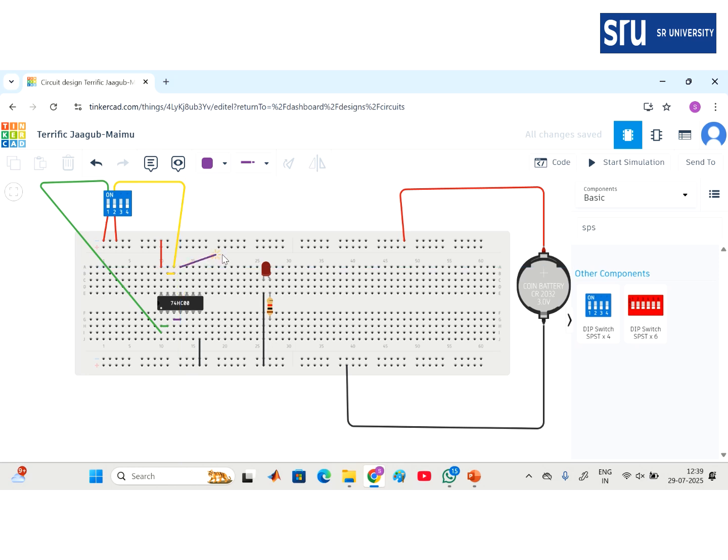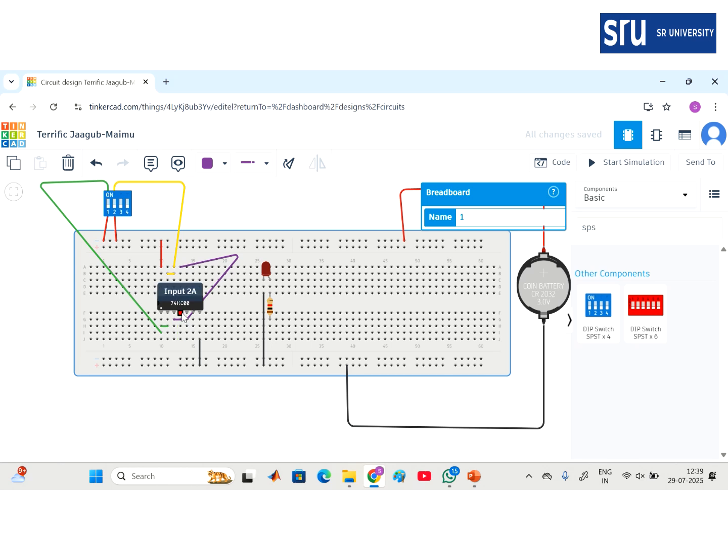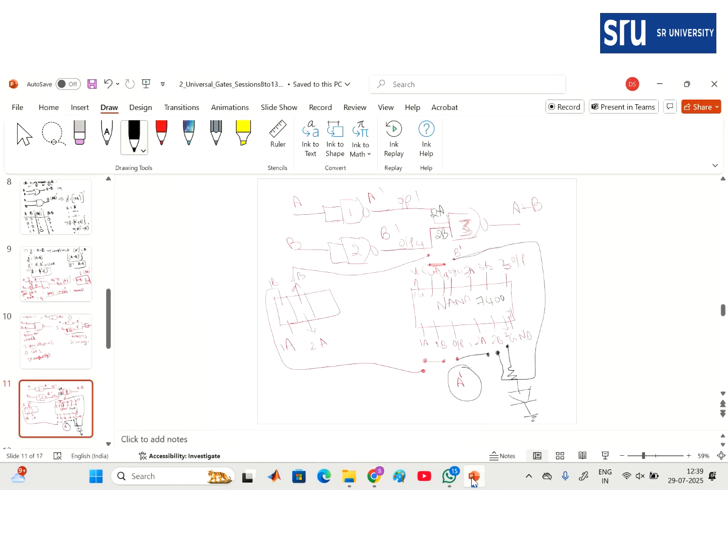So from here I'm giving the second input, that is 2b, right? So this is my A bar, available at 2a. At 2b, B bar is available. The overall output is available at output 2. Now where do I need to connect this output? I need to connect output 2 to one terminal of the resistor, and the second terminal has to be connected to the anode, and the cathode has to be connected to the ground.